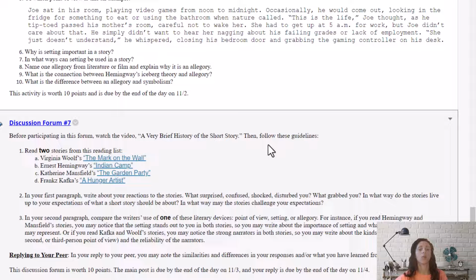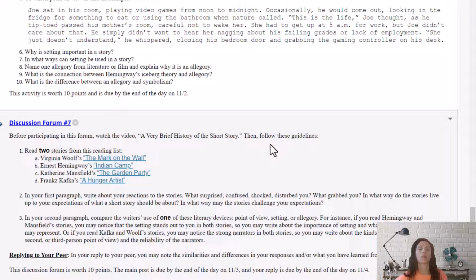In your second paragraph, compare the writer's use of one of these literary devices: point of view, setting, or allegory. For instance, if you read Hemingway and Mansfield's stories, you may notice that the setting stands out to you in both stories. So you may write about the importance of setting and what the setting in both stories may represent. Or if you read Kafka and Woolf's stories, you may notice the strong narrators in both stories. So you may write about the kinds of narrators they use, first, second, or third person point of view, and the reliability of the narrators.